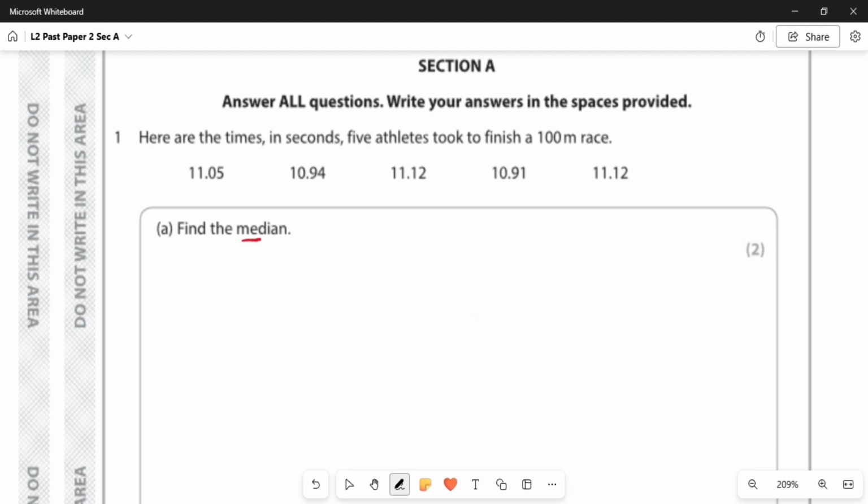median means the middle value. So you have to put them in order first. Let's put them in order. I usually do small to large. So the smallest one is that one there, so 10.91. And let's cross that off the list, so we eliminate that one.